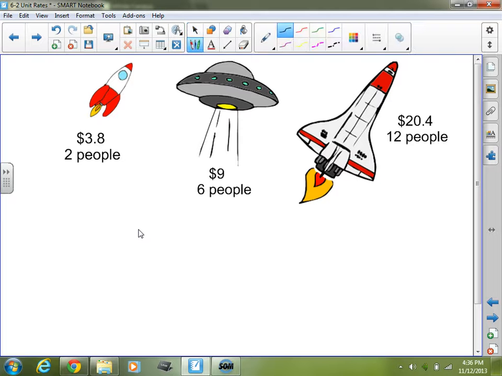The first one is 3.8, we'll say $3.8 million, and it can only hold 2 people. The second one is $9 million, and it holds 6 people. And finally, the shuttle is $20.4 million, and it holds 12 people. So what is the best rate? What is the best price? Which of those spaceships gives me the best deal? I want to make sure that this sales guy is not ripping me off.